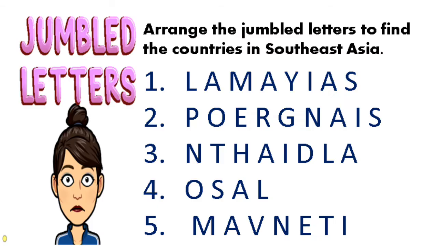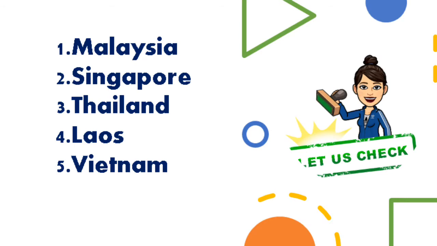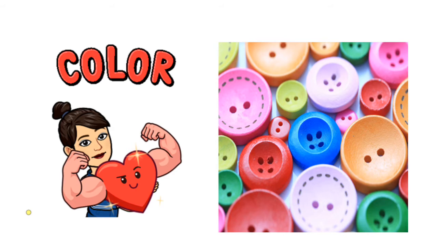Okay, let us do the jumbled letters activity. So you're going to arrange the jumbled letters to find the countries in Southeast Asia. The answers are Malaysia, Singapore, Thailand, Laos, and Vietnam. So let's study first the elements of arts. So let us find out what are they.